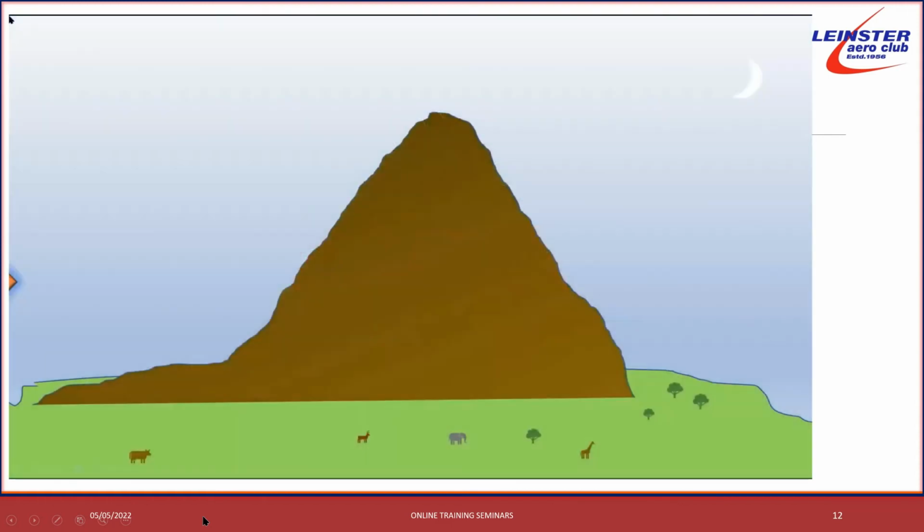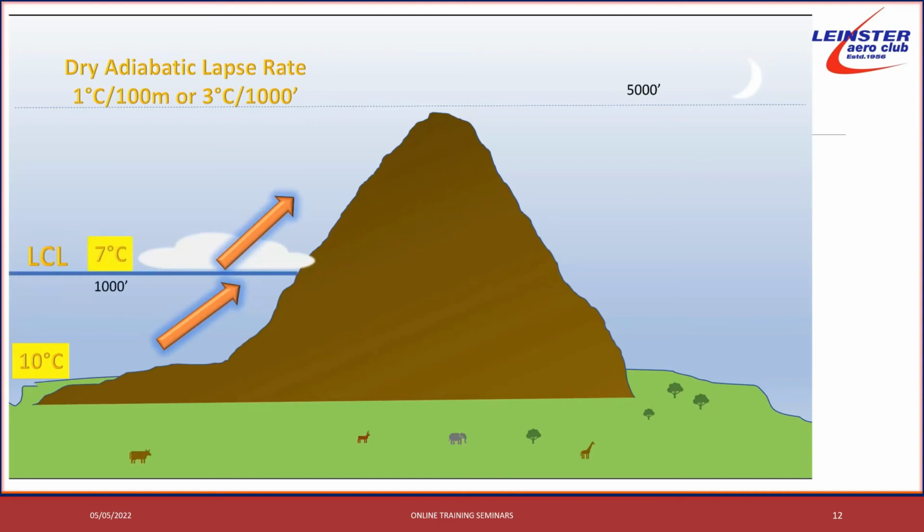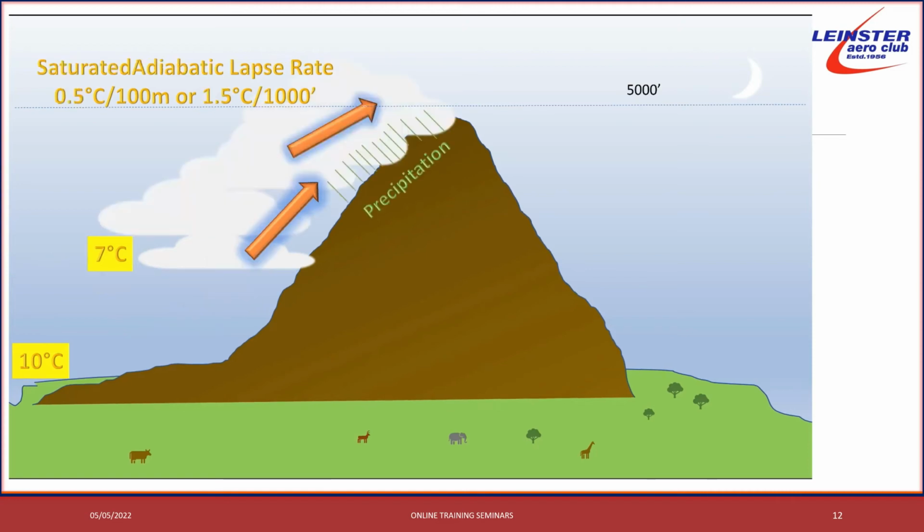Foehn winds are warm, dry winds that flow down the lee side of a mountain. When winds encounter a mountain which is high enough to block their passage, the air rises along the mountainside, cooling as it rises at the dry adiabatic lapse rate of 1 degree per 100 meters, until it reaches saturation at the lifting condensation level. As the water vapor condenses to cloud, it releases latent heat, and further lifting of the air causes it to cool at the lower saturated adiabatic lapse rate of 0.5 degrees per 100 meters.